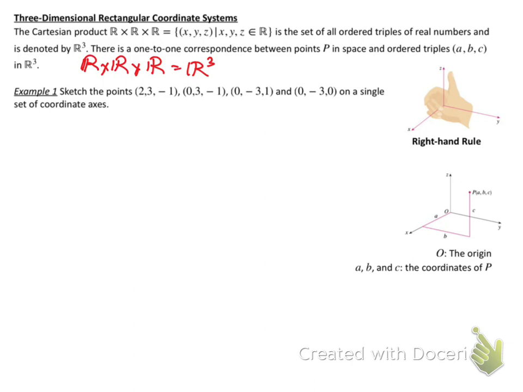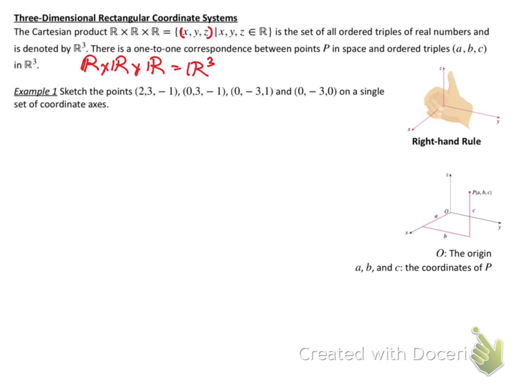So R3 is a three-dimensional space, and every point or every element in this set looks like three coordinates x, y, and z. Each of them could be any real number. Okay, then this set of ordered triples of real numbers is denoted by R3.